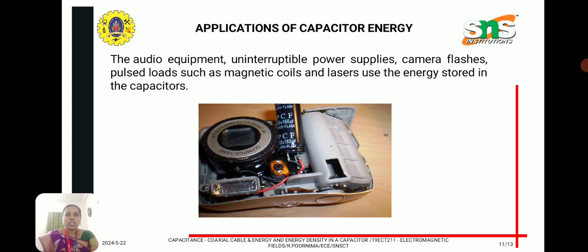The applications include audio equipment, uninterruptible power supplies, camera flashes, and pulsed loads such as magnetic coils and lasers, which use the energy stored in the capacitor.